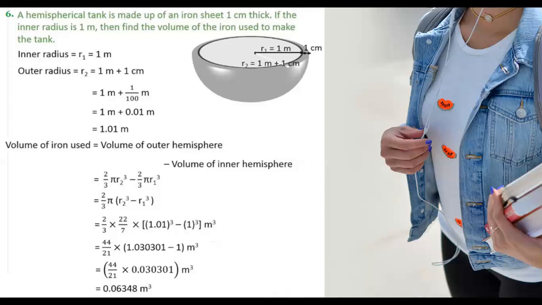Now the volume of iron used is equal to volume of outer hemisphere minus volume of inner hemisphere. That is 2 by 3 pi r2 cube minus 2 by 3 pi r1 cube. Taking 2 by 3 pi common, we get 2 by 3 pi into r2 cube minus r1 cube. That is 2 by 3 into 22 by 7 times 1.01 cube minus 1 cube. So by solving it, we get 0.06348 meter cube.